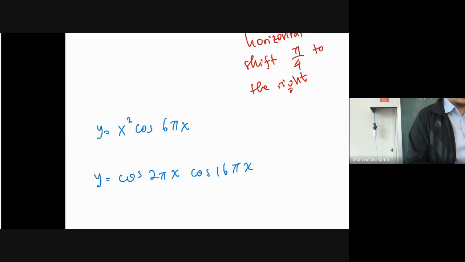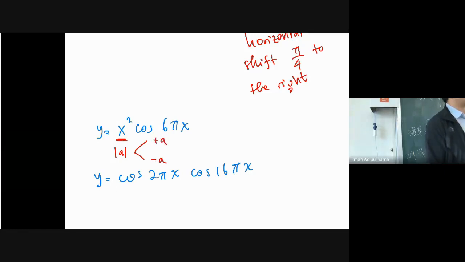Okay. To see the graphs, look at the x squared at the front. The x squared is the amplitude, right? So it will have positive a and negative a, right? So it will have x squared and negative x squared as your amplitude. But that's the first thing to know.